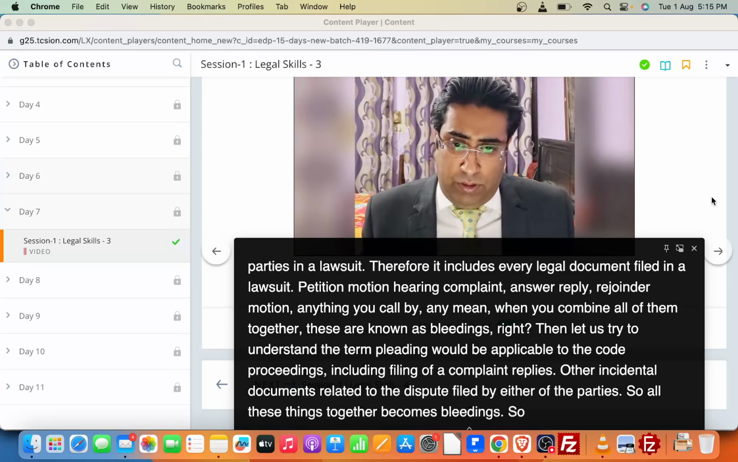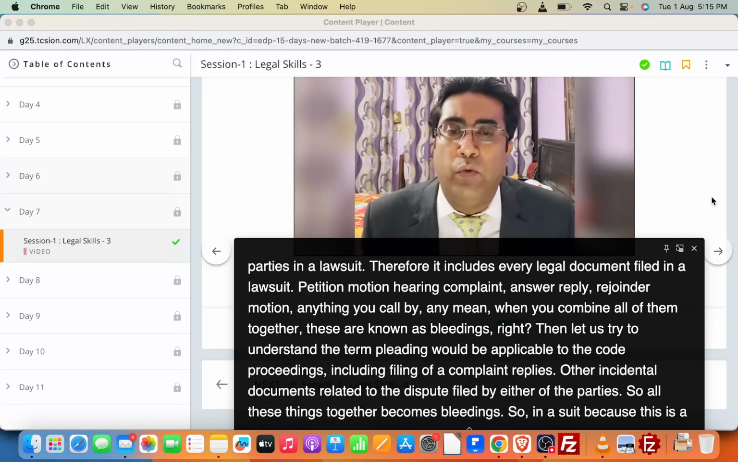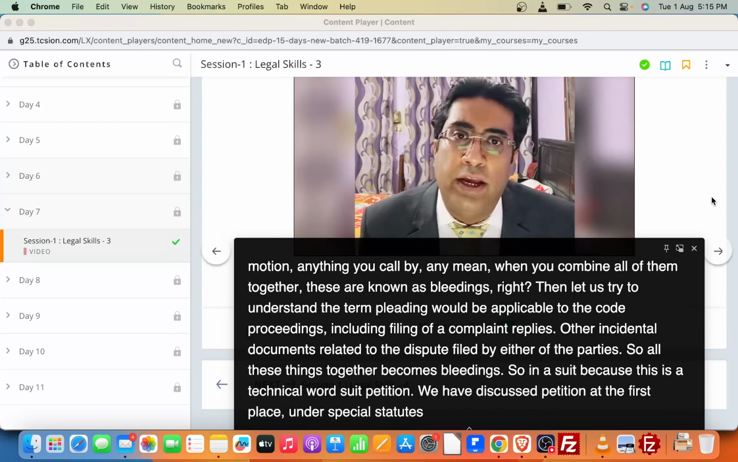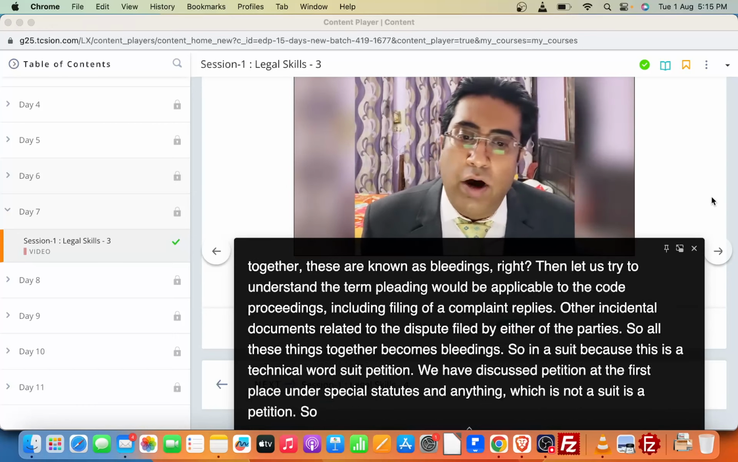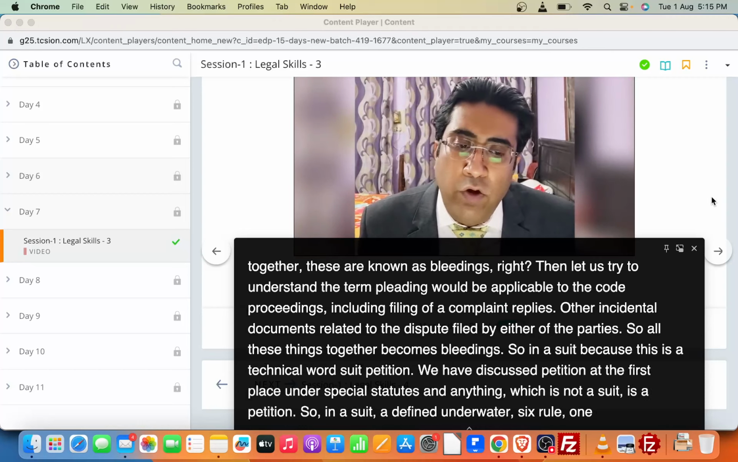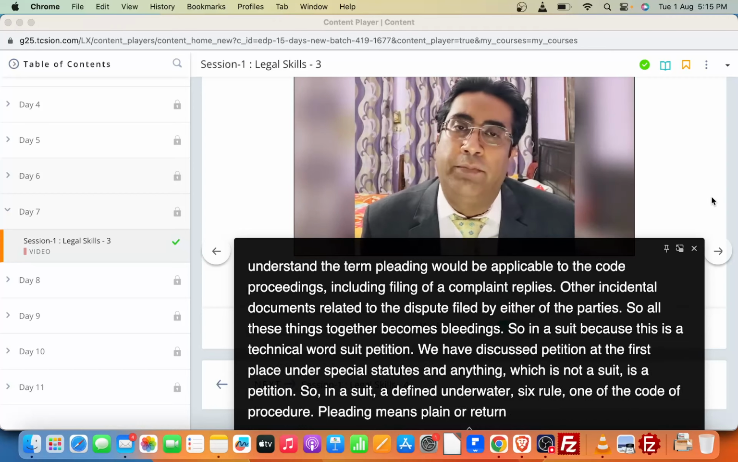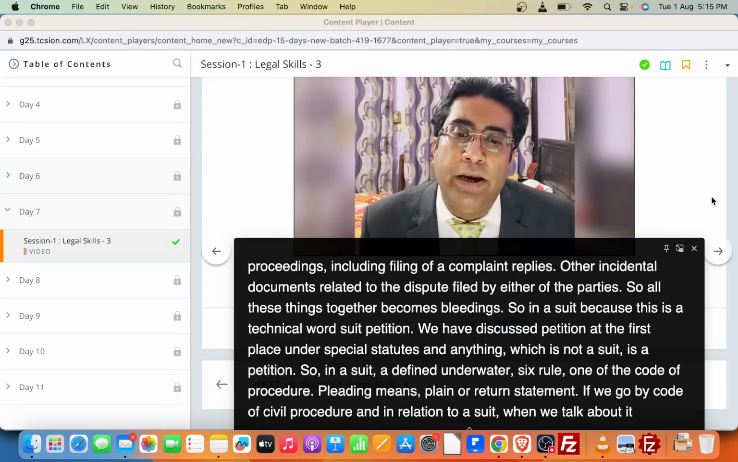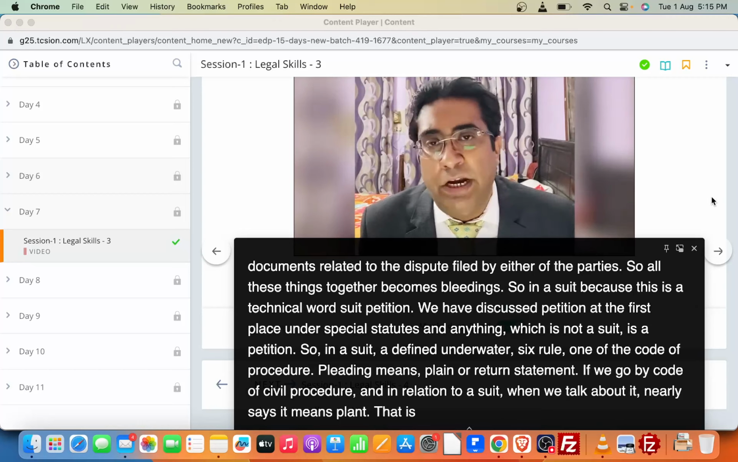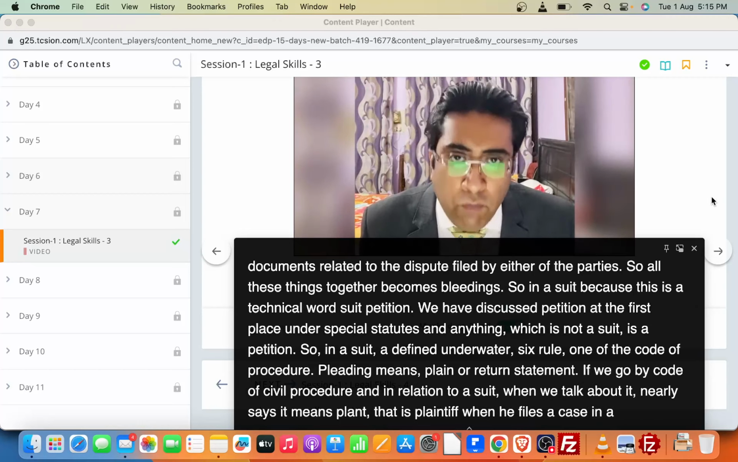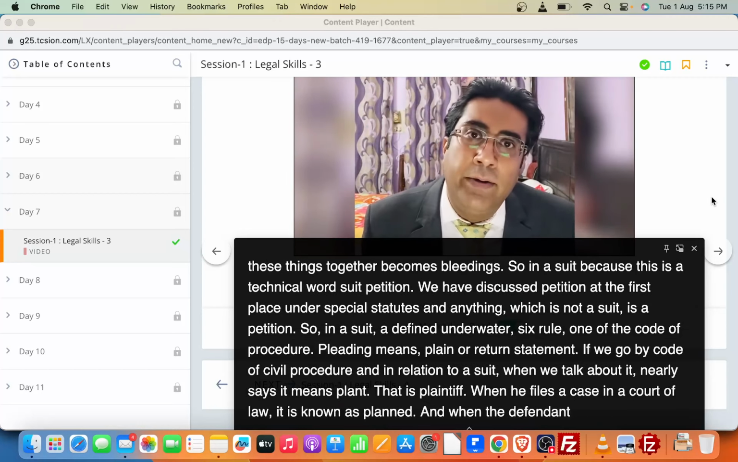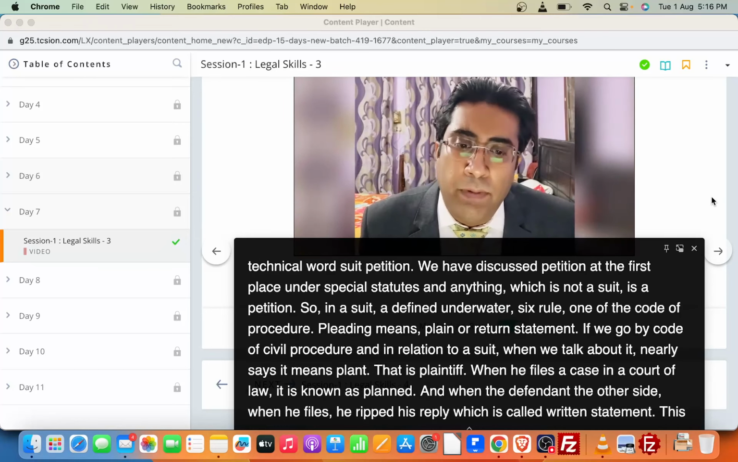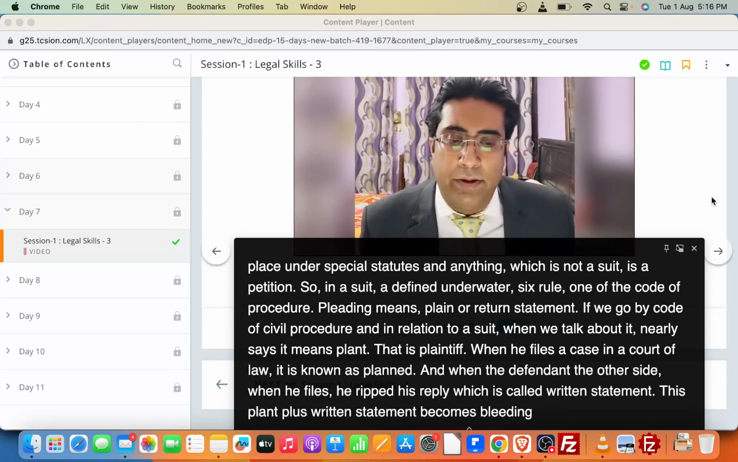So in a suit, because this is a technical word, suit, petition, we have discussed petition at the first place under special statutes, and anything which is not a suit is a petition. So in a suit, as defined under Order 6, Rule 1 of the Code of Civil Procedure, pleading means plaint or written statement. If we go by the Code of Civil Procedure, in relation to a suit, it merely means plaint, that is, when the plaintiff files a case in a court of law, it is known as plaint. And when the defendant, the other side, files his reply, which is called written statement, this plaint plus written statement becomes pleading, right?